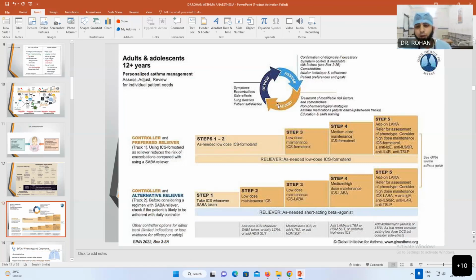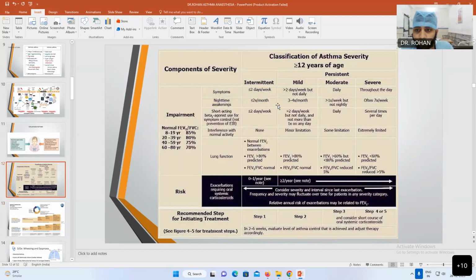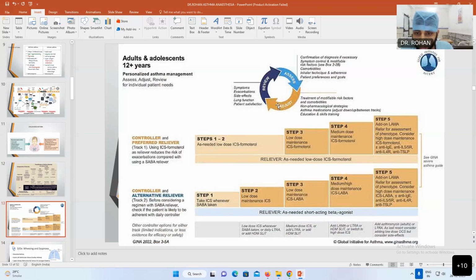GINA 2022 has proposed the latest guidelines, slightly updated from the 2019 strategy for treatment. When people have intermittent or mild asthma, inhaled corticosteroid and formoterol should be given as required, whenever there is an episode. When there is moderate asthma, then low dose inhaled corticosteroid and formoterol should be taken on a daily basis. If it is severe asthma, then a high dose inhaled corticosteroid is indicated on a daily basis along with formoterol.